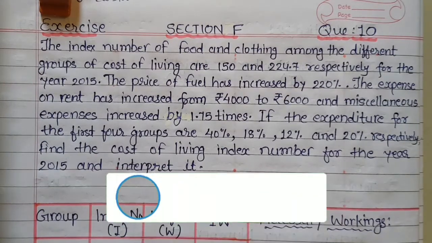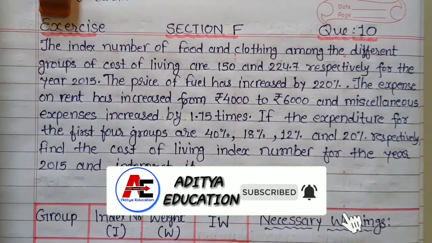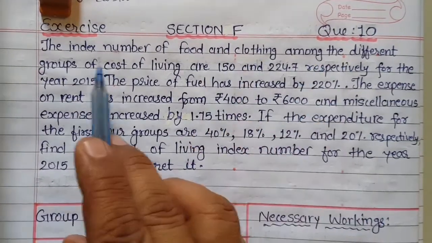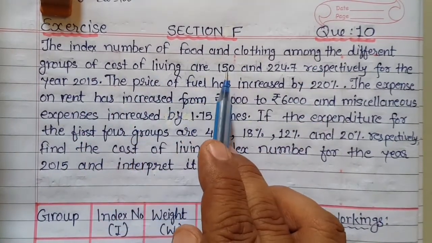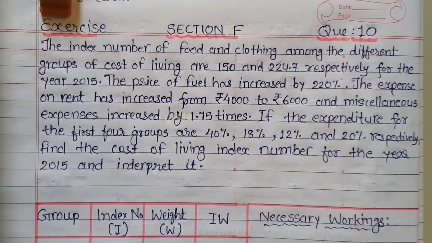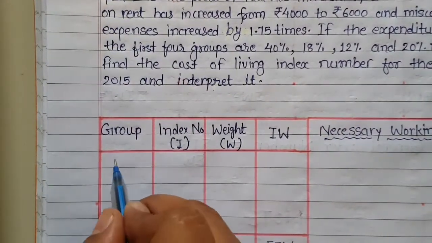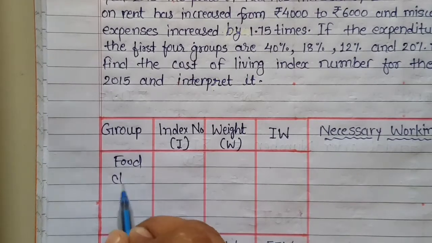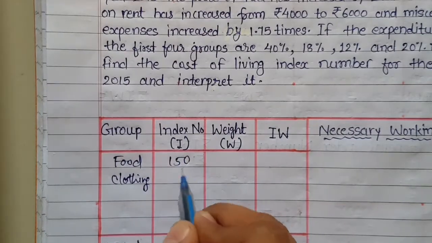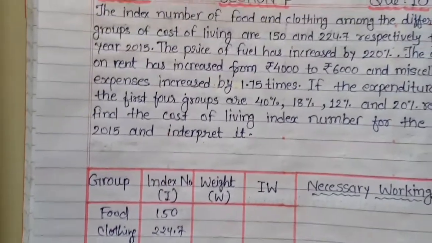Now we will go for one more important sum. Open page number 57 of the textbook. In question number 10, I have written the question over here. The index numbers of food and clothing among the different groups of cost of living index number are 150 and 224.7 respectively. So friends, they have given us the index numbers of food and clothing directly. So first of all, in the group I will write food and clothing, and I will write the index numbers here: 150 and 224.7 directly.